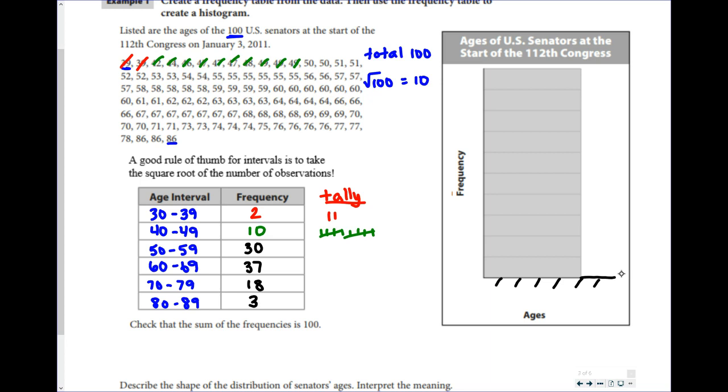Okay, so I've made my 6 little intervals and I'm going to label them. You might have to turn your paper to do this and write sideways. So the first one is 30 to 39, then 40 to 49, 50 to 59, 60 to 69, 70 to 79, and 80 to 89. Those are your 6 intervals, okay? So I'm going to go ahead and erase this little extra part. Okay, so there's your 6 intervals down at the bottom.